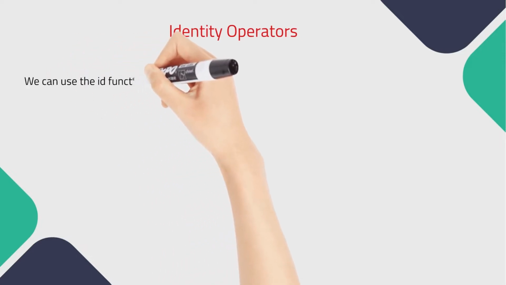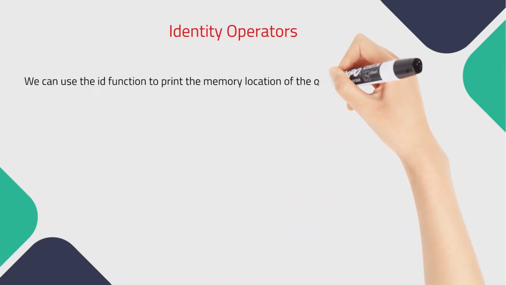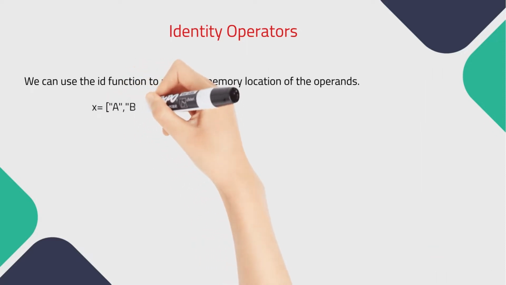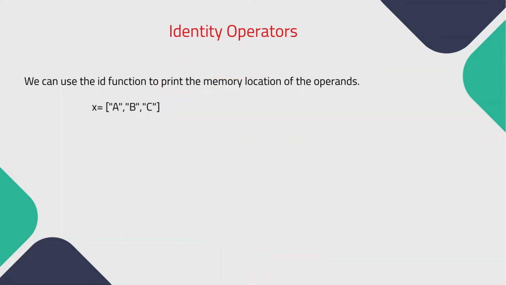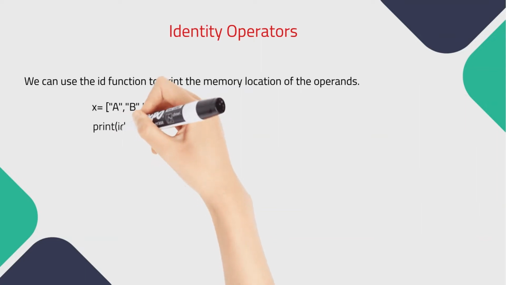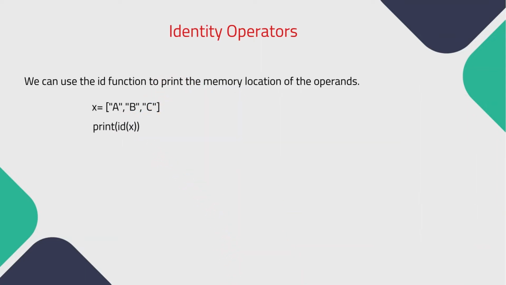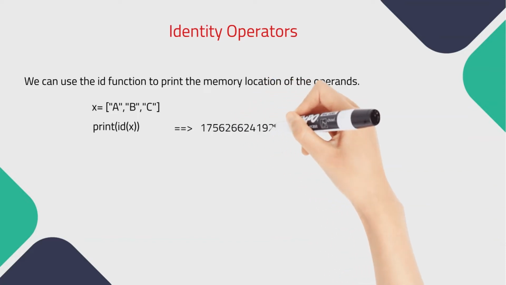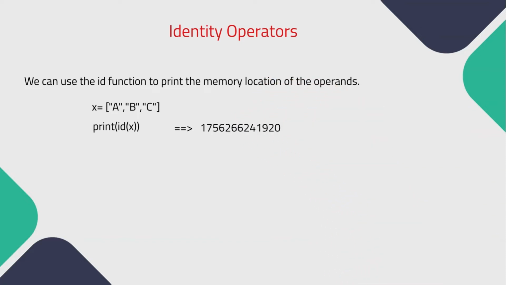We can use the id function to print the memory location of where the object is actually stored. For example, variable x is declared as a list with 3 values. Print id of x prints the memory location where the actual value is stored. The memory location printed here will be different for different environments.